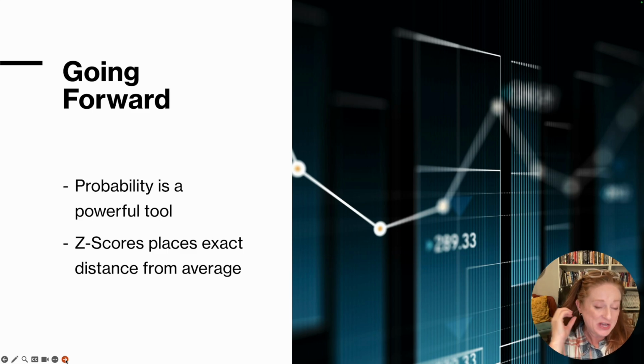So I'll leave you with probability as a powerful tool, and z-scores place exact distances from average. And if you, as the researcher, can manipulate that independent variable and create a treatment and change it in such a way that it's noticeably different, you can prove treatment effect, and that is powerful.